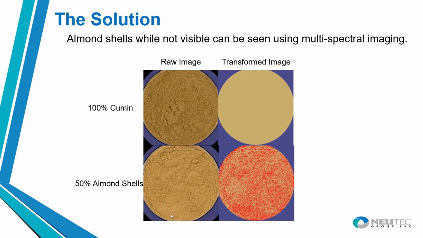That may be almond shells. If you know that's what the contaminant is, you can teach the system to recognize both the spice as well as the filler. But it also might be you don't know what the filler is, so you can teach the system to recognize the pure spice, and then it will be able to say something's here that's not supposed to be.